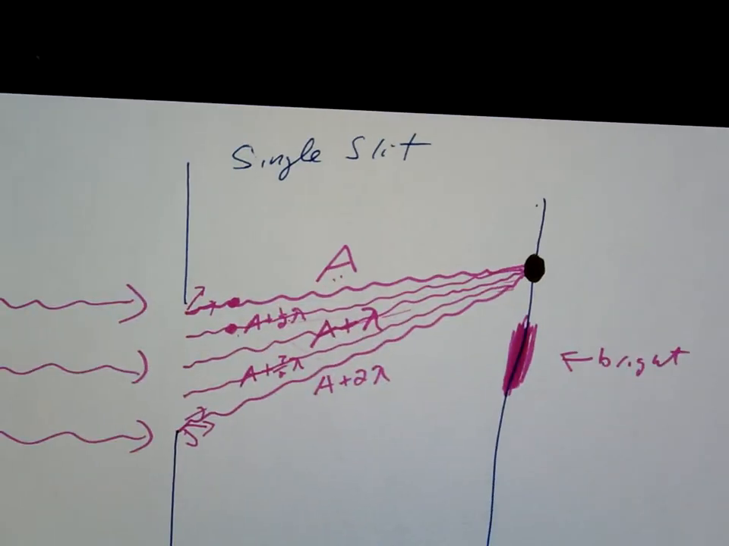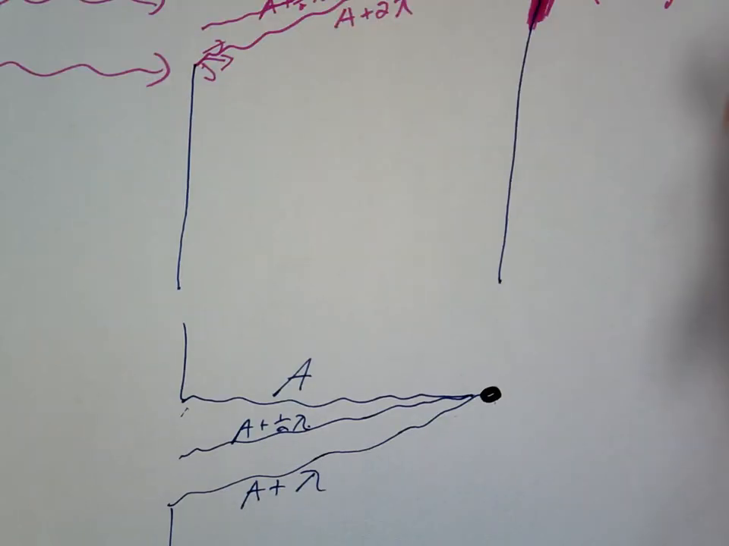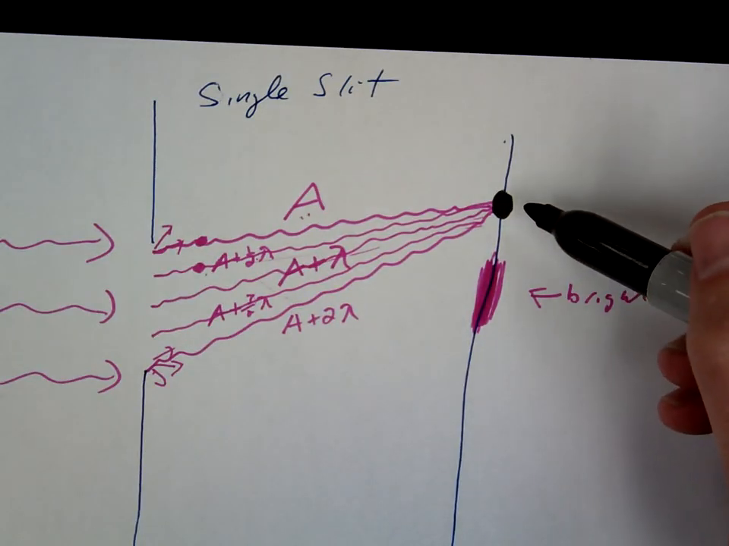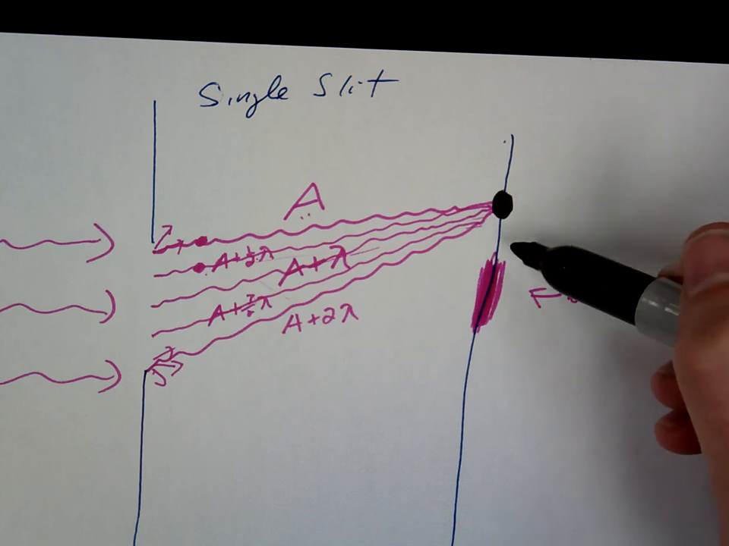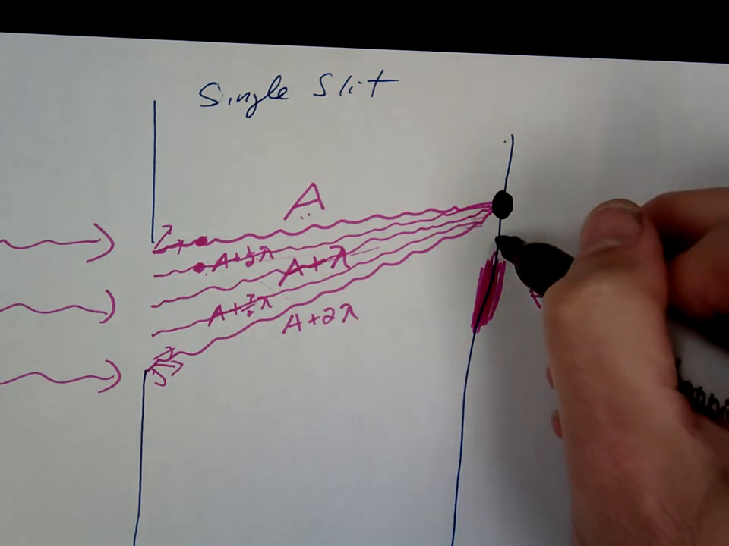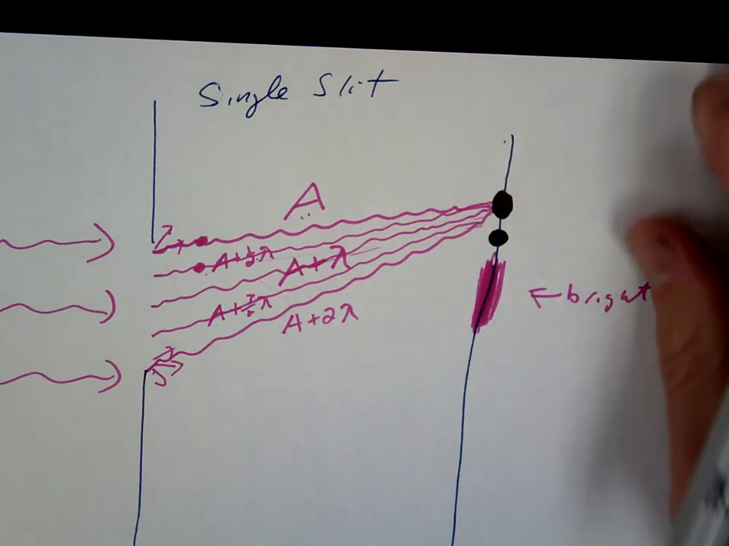So if we go back here, that second one that I drew, where's that going to be in comparison to that first one that I drew? Is it going to be below it or above it? Below it. Why is it going to be below it? Because instead of a plus lambda, it's just a plus 1/2 lambda.